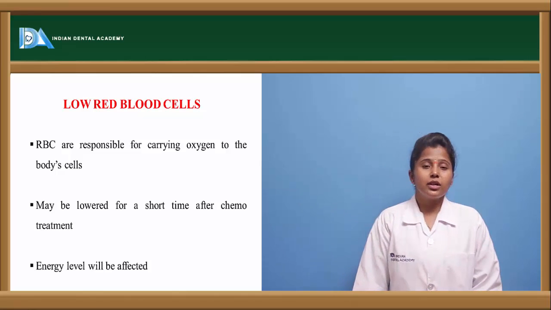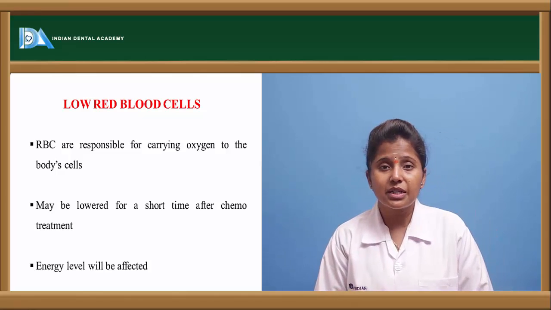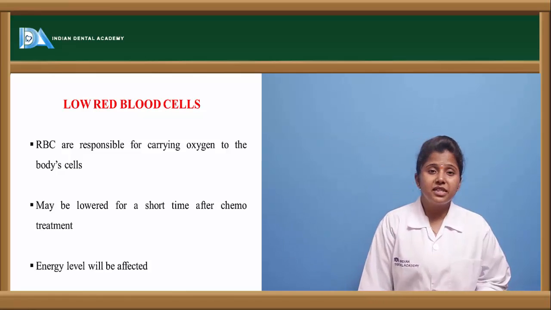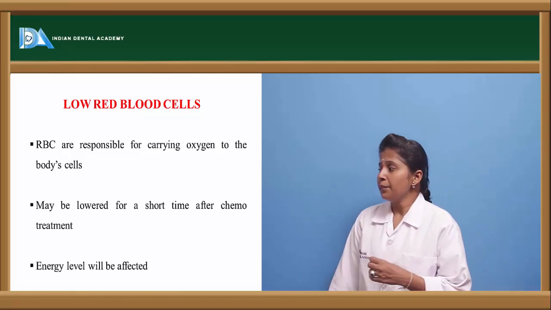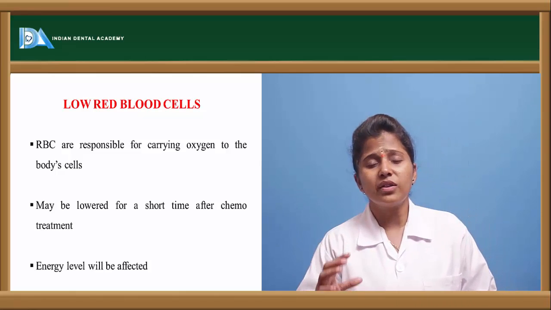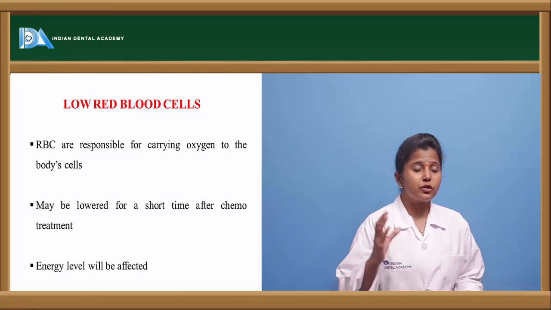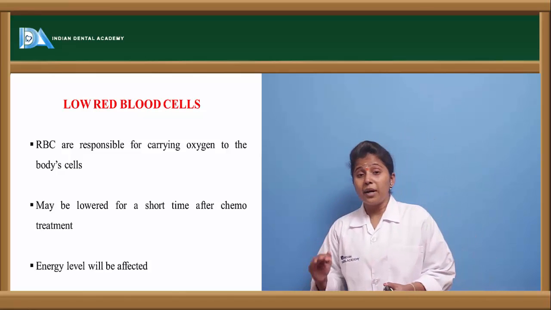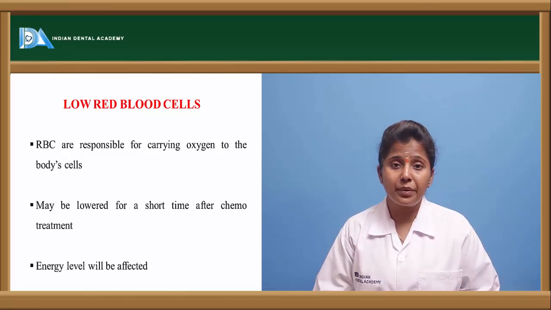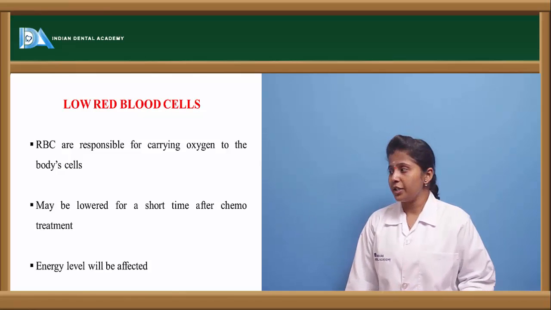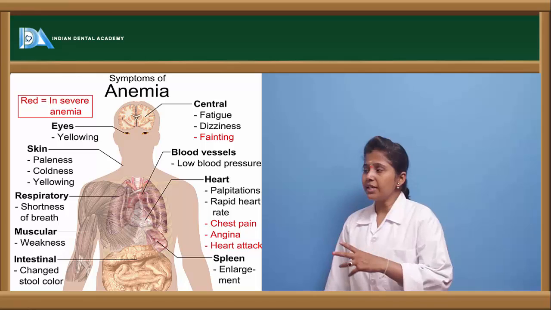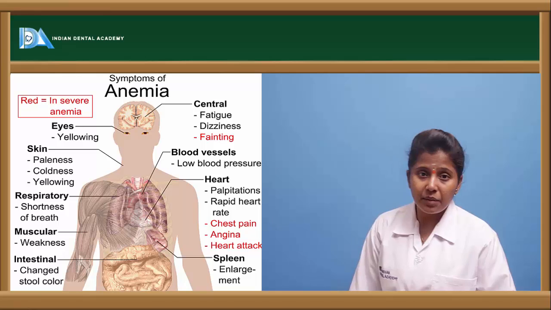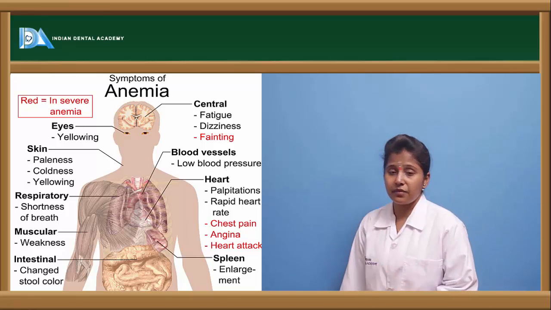Low red blood cells. The RBC are one of the important cells which carry oxygen and supply the oxygen all over the body. If these red blood cells are lowered, the lowering is only for a shorter period of time. So chemotherapy is given and only for a short period of time the red blood cell count will be reduced. But if this situation persists for a longer period of time, then it may lead to anemic conditions. If the severity of the reduction in red blood cell count increases, then anemia can be observed. So what are the signs and symptoms of anemia?